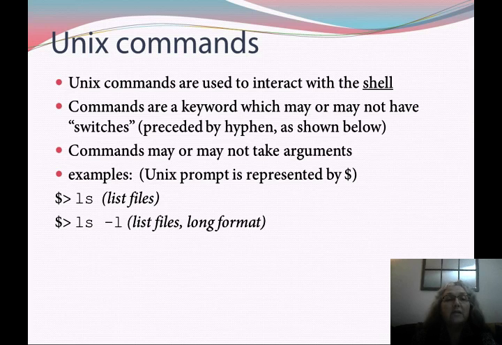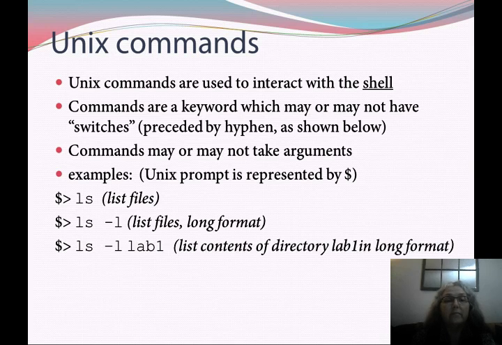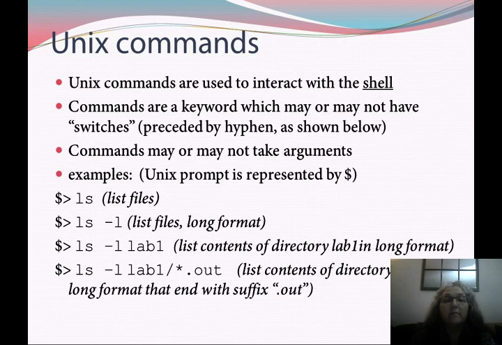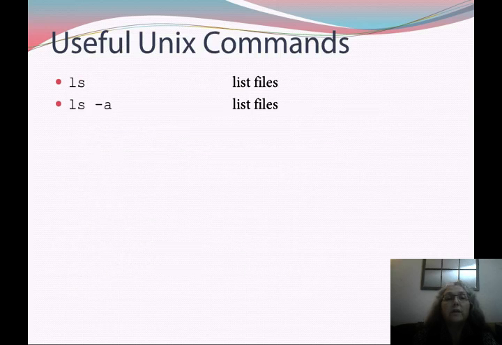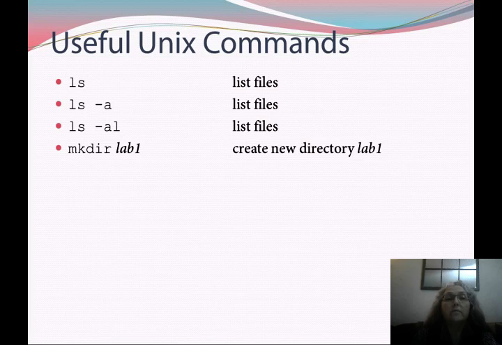If you add the l switch, ls space -l, you get a file listing in long format, so you can see more details about each file. ls space -l space and the name of a directory will list the contents of just that directory. Here you can list the contents of that directory that match the suffix .out. Here we use the asterisk as a wildcard. So we can list files with ls.